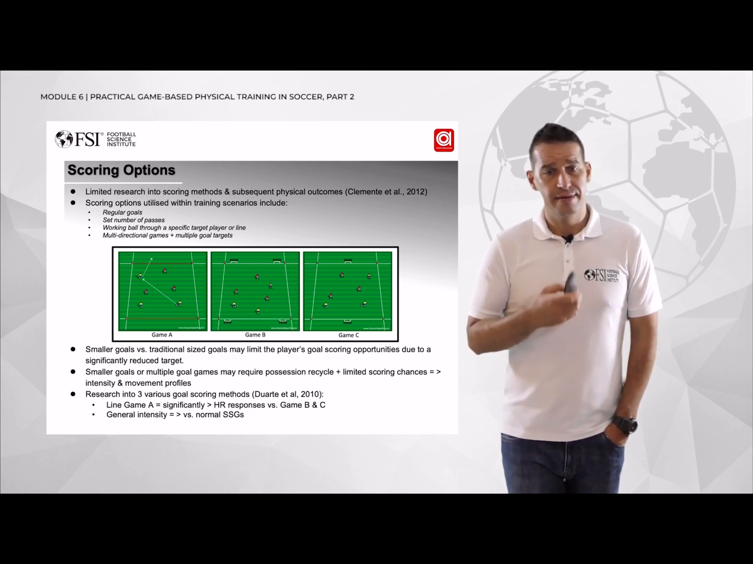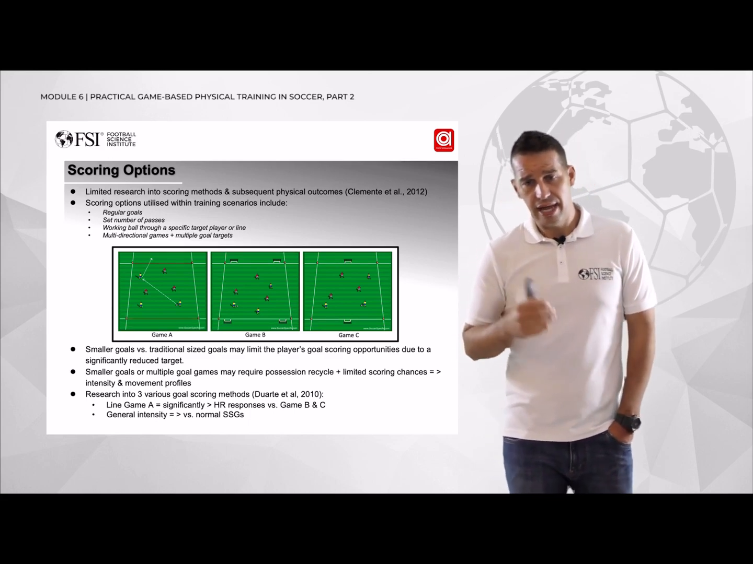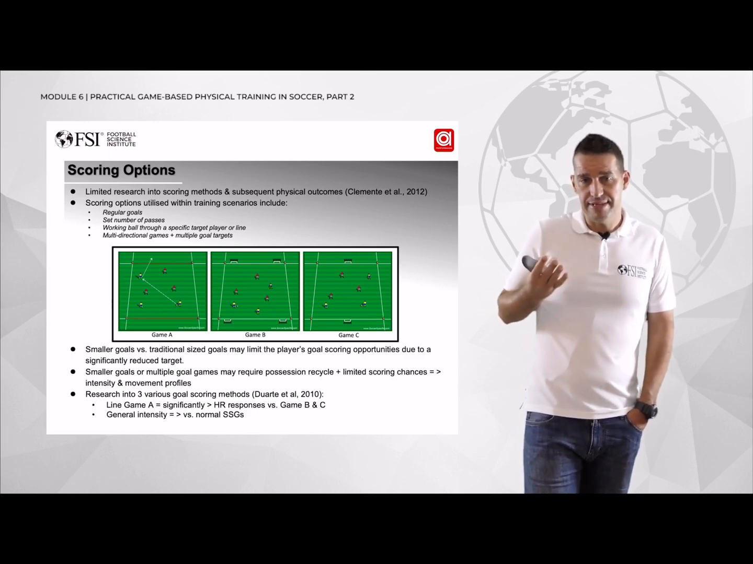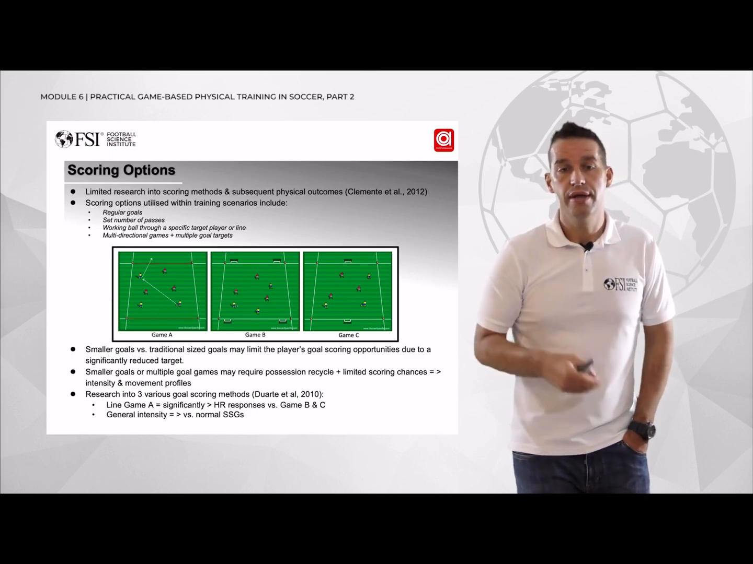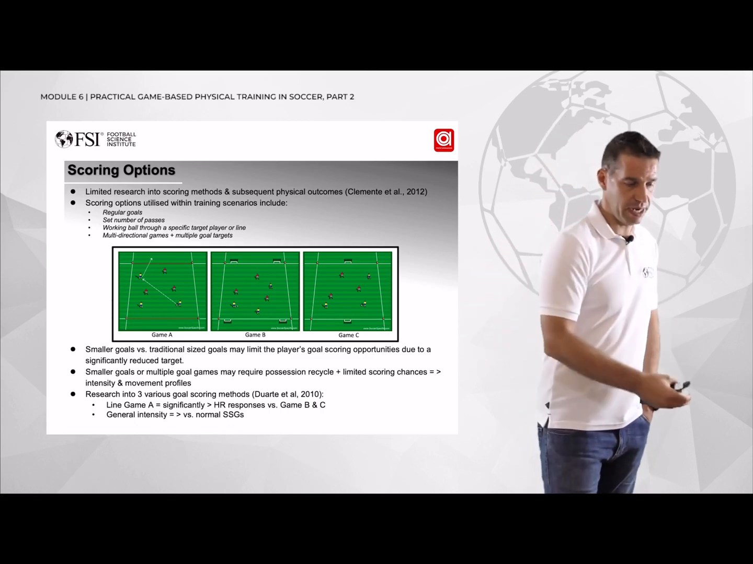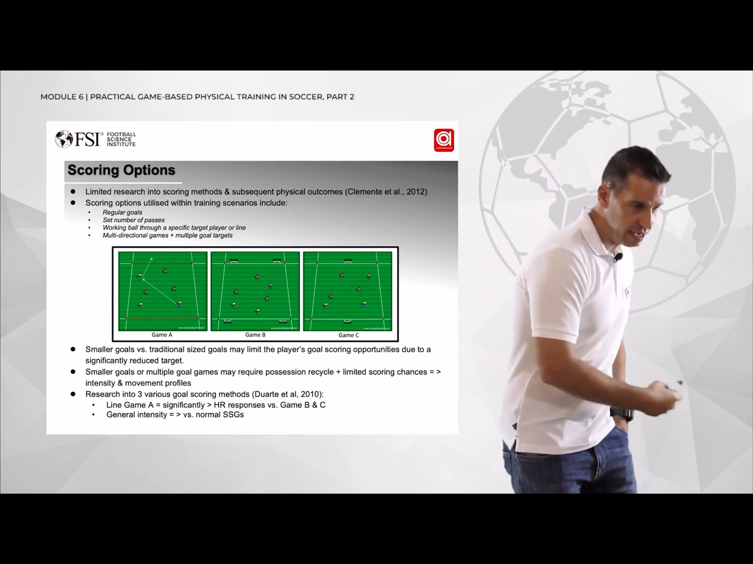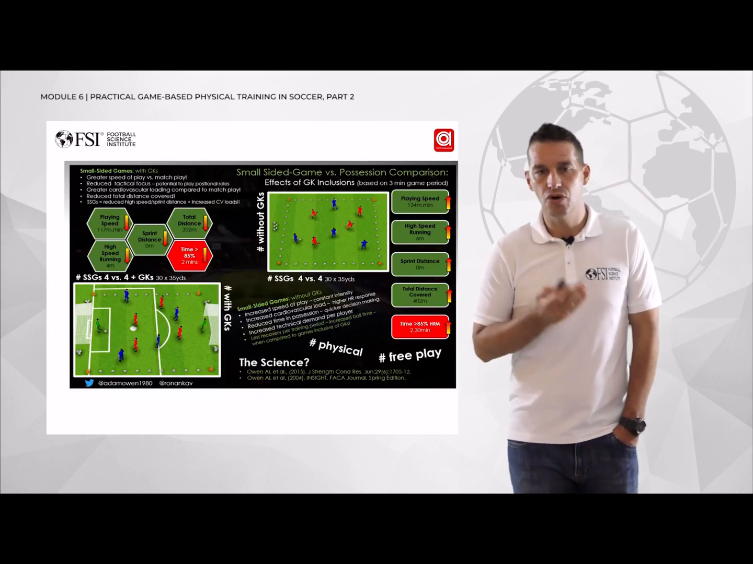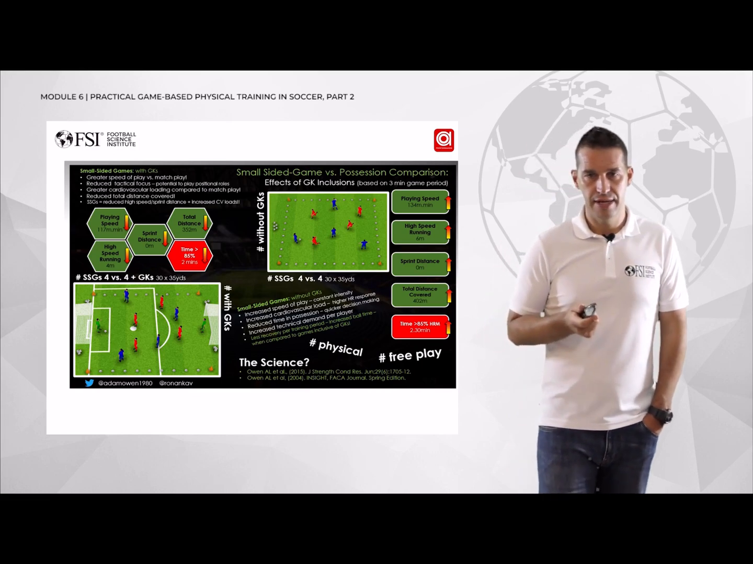Line game A significantly increased heart rate responses versus games B and C. Again, that makes sense because you have to take the ball into an area, or you have to drive the ball over the line, as opposed to being able to, a little bit fatigued, take a shot. So again, it's interesting to start to understand how scoring options can influence things.